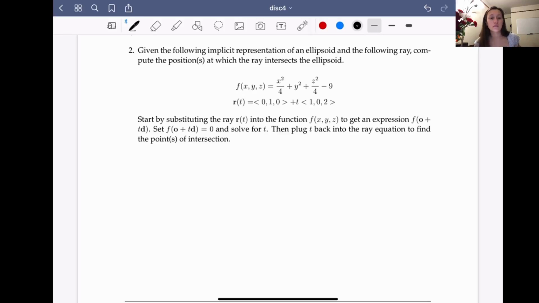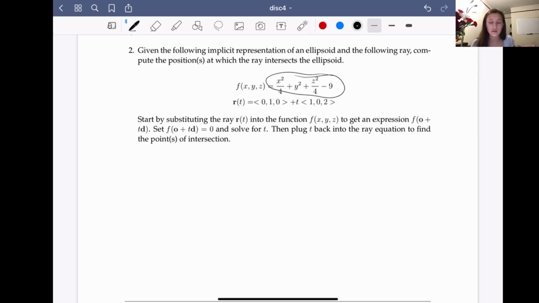Number 2, given the following implicit representation of an ellipsoid and the following ray, compute the positions at which the ray intersects the ellipsoid. Okay, so in order to do this, we're going to follow a very similar procedure as the previous question. So we're going to take our equation of an ellipsoid.